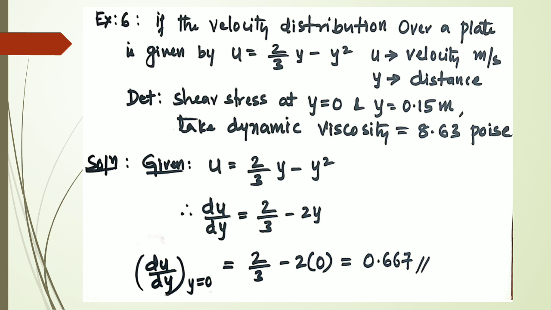Then the given equation is the velocity, which he has given as 2/3 y minus y square. Therefore du by dy is equal to 2/3 minus 2y, on differentiation. Therefore du by dy at y is equal to 0: you substitute y is equal to 0, so 0.667 will come.